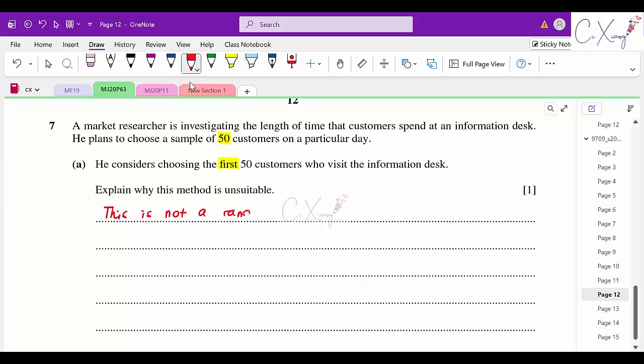And why is this not a random sample again? You need to tell them that it only focuses on the customers that come earlier.